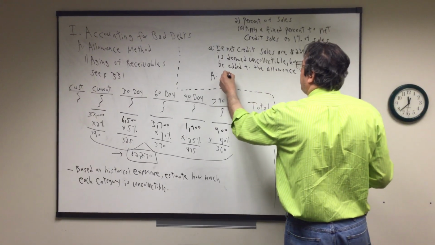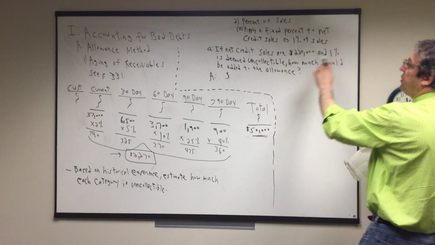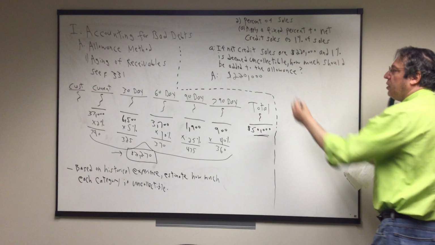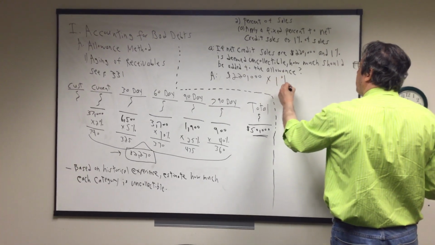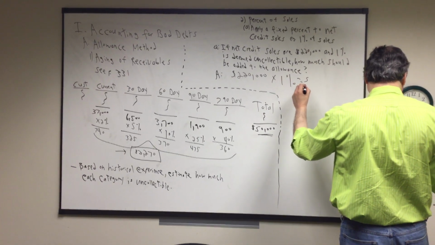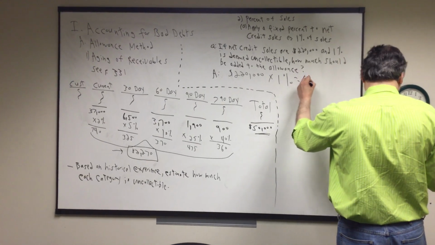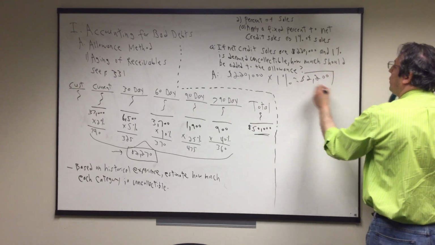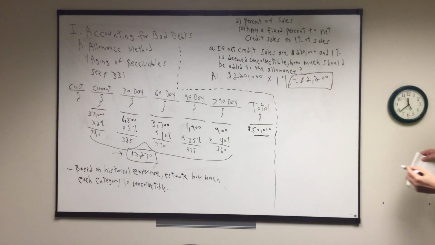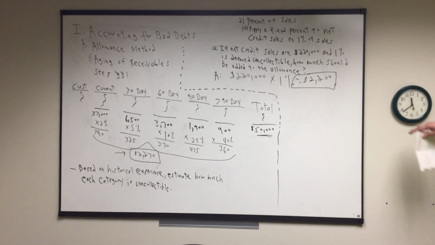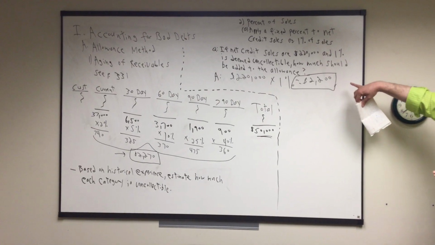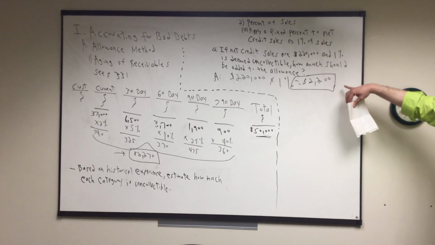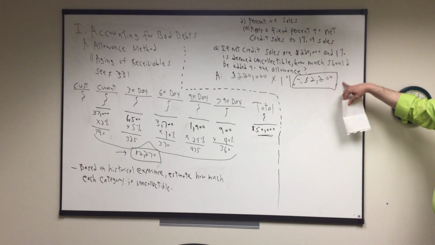Well, it's very easy, right? If our policy is to book 1% of sales, we can take the 220,000 in credit sales times 1%, and that's going to give us 2,200. So under the percent of sales method, we'll be booking an adjustment, which we'll see in the next video, for $2,200. So this is the calculation we do under the percent of sales method. We just take the percent times the sales, and we increase the allowance by that amount.